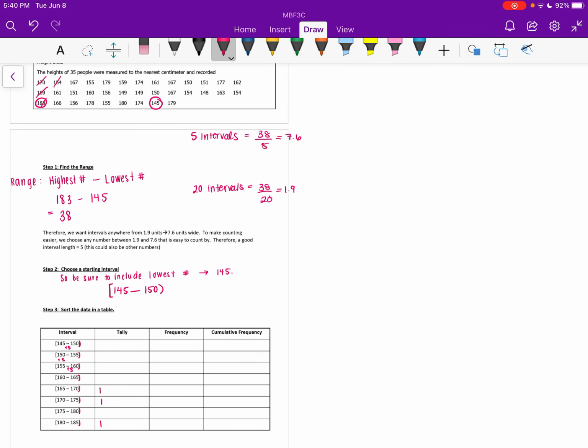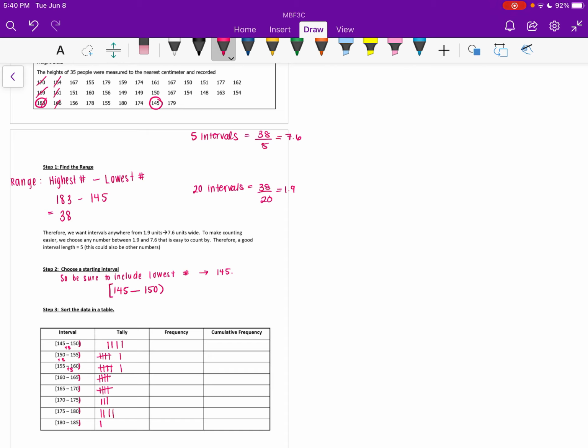Right, then I have 154, so I'm going to go find 154. That's going to go here. 161, I'm going to go here. 166 is going to go here, and so on and so forth. So I actually did this before this video, just so that you're not watching me go through it. So then it was 4, 6, 6, 5, 5, 3, and then this one's 1, 2, 3, 4, and 2, right?